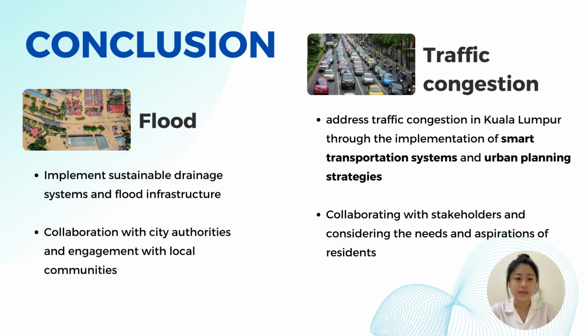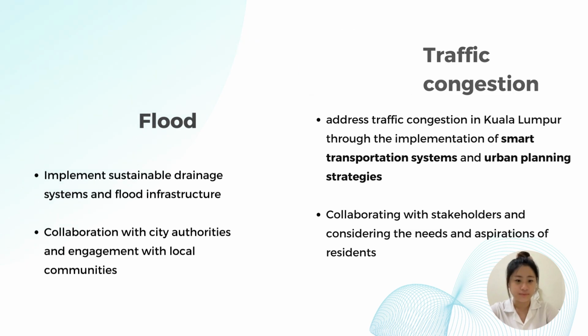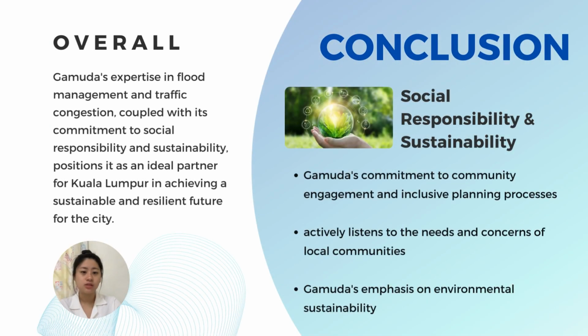And the second is traffic congestion. Gamuda can address traffic congestion in Kuala Lumpur through the implementation of smart transportation systems and urban planning strategies. Collaborating with stakeholders and considering the needs and aspirations of residents will help ensure the success of this traffic management initiative. The third one is social responsibility and sustainability.